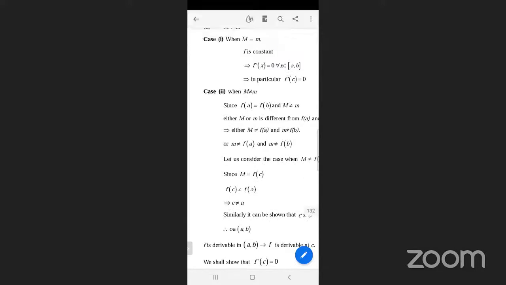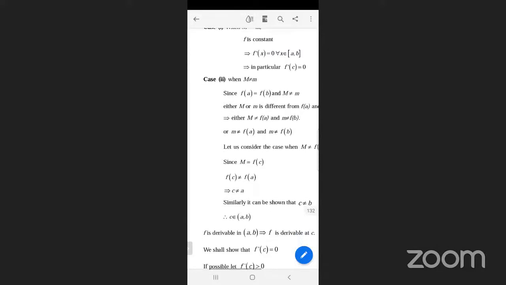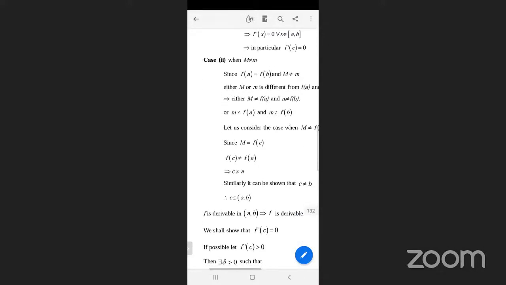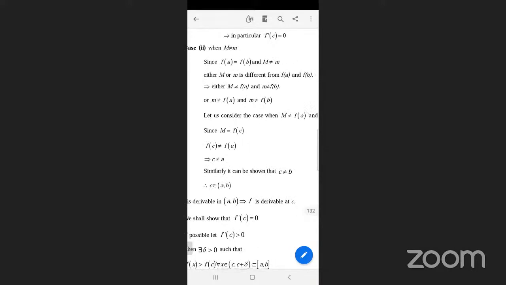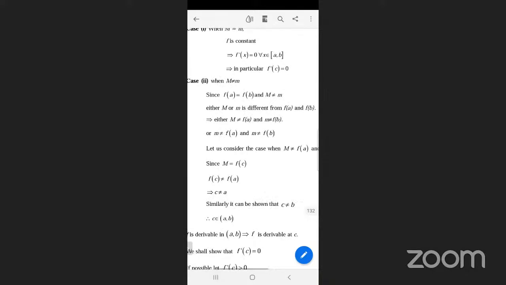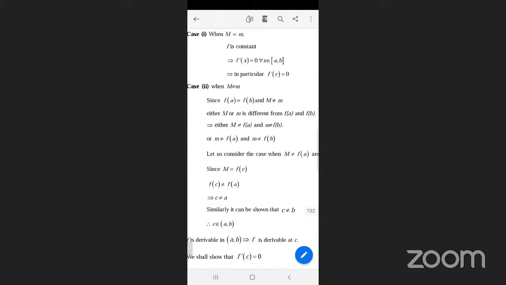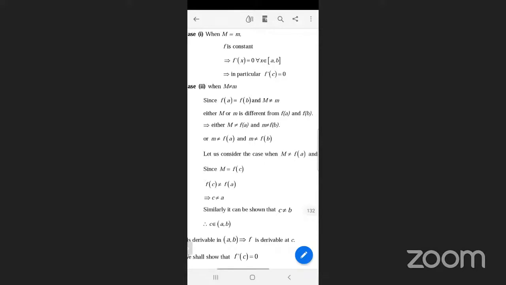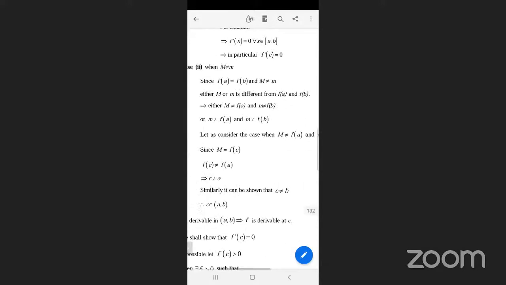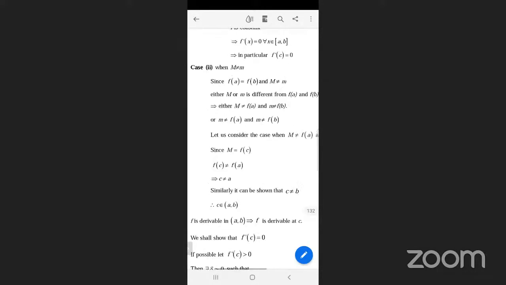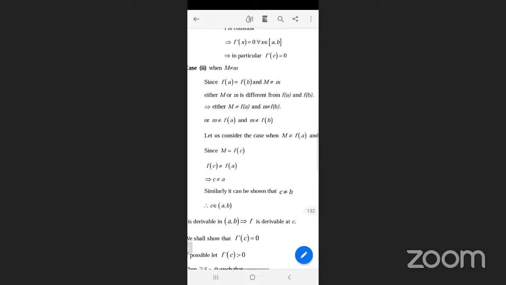Why do I take m equal to f(c) here? Therefore m not equal to f(a) but m equal to f(c) means f(a) not equal to f(c). So clearly c not equal to a. Similarly we can prove that c not equal to b also. Why? If you take m not equal to f(b) and m equal to f(c), it means c does not equal b. So finally I proved c does not belong to the closed interval endpoints, but c belongs to the open interval.